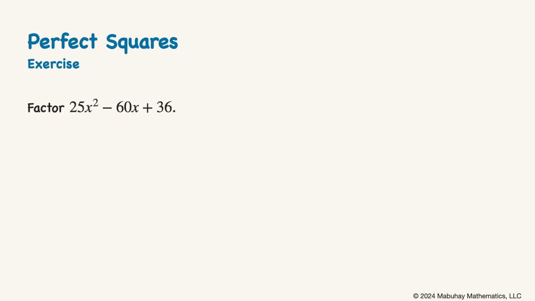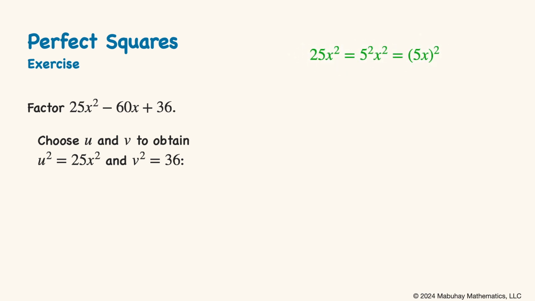25x squared minus 60x plus 36. If you think this looks scary, that's okay. Our method is going to handle it, no problem. So, what do we need to do first? We need u and v so that their squares line up with the quadratic term and the constant term. To get u, let's look at 25x squared. That's 5 squared x squared, which is quantity 5x squared. So we'll choose u equals 5x.